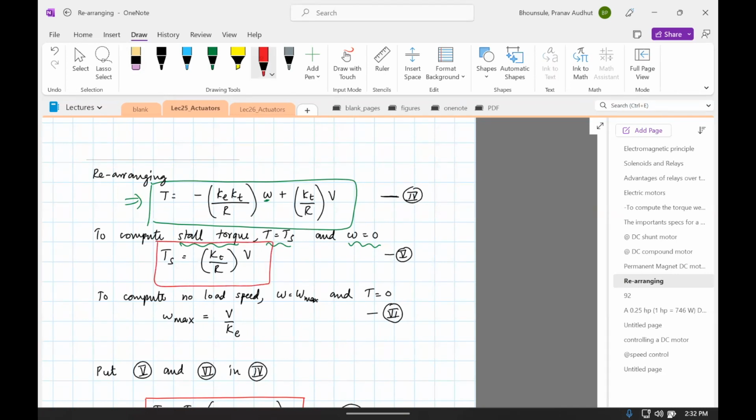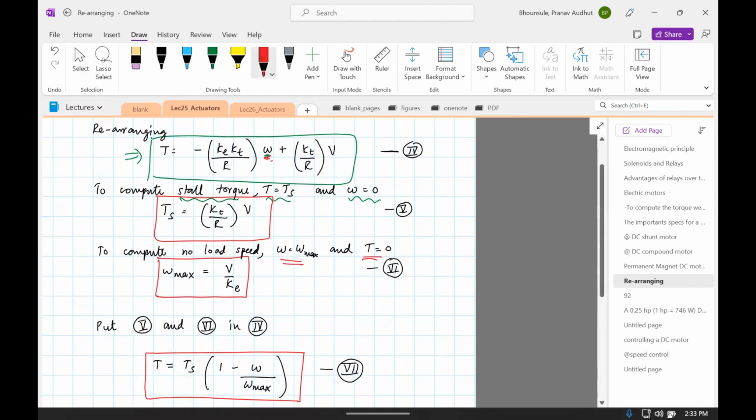In the same expression, number 4, if you put omega equals omega max and torque equals 0, then that gives you the no load speed. So from this expression, put omega equals omega max, torque 0. This is something you'll see in the spec sheet: stall torque and the no load speed.